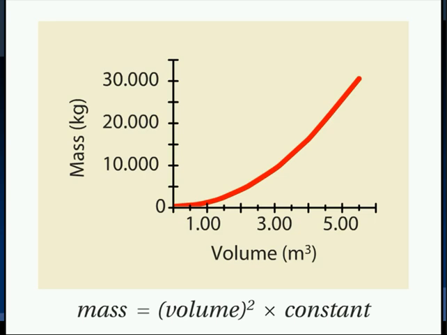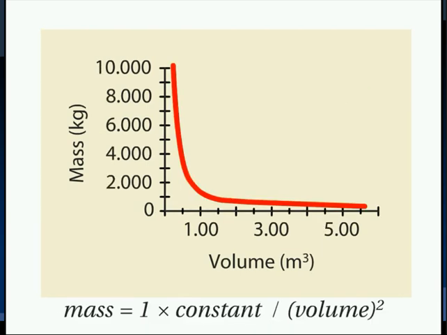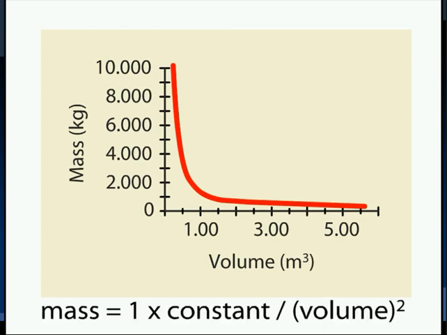This curve is characteristic of an equation in which one of the values is squared or raised to some power. This graph has a steep curve that approaches but does not touch the axis. This curve is characteristic of an inverse square. As one value increases, the other becomes smaller.